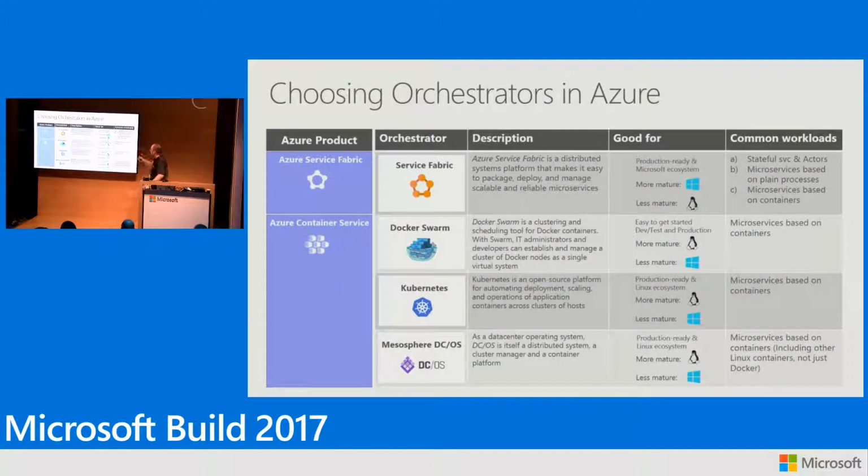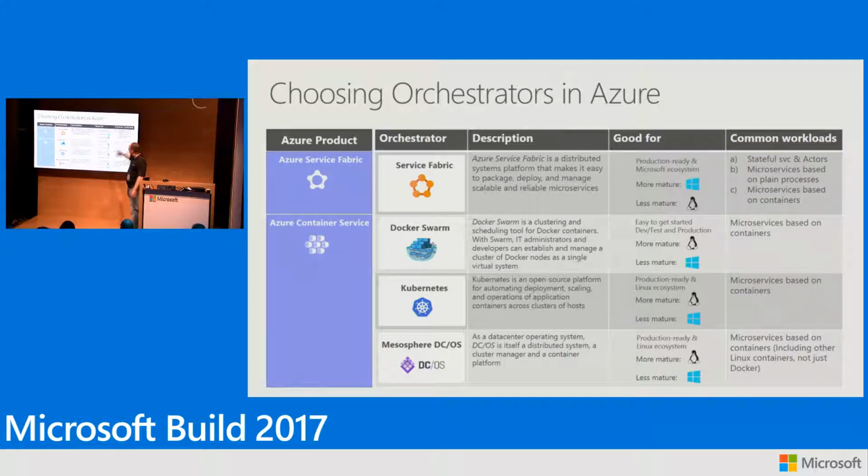Okay. So here's a table, a summary, like choosing orchestrators in Azure: Service Fabric, Docker Swarm, Kubernetes, and Mesosphere DCOS. Basically, Service Fabric is a lot more mature in Windows, and you can also use microservices with no containers, like plain vanilla processes on Windows, and many mission critical products in Microsoft are based on Service Fabric. For instance, SQL DB in Azure, or Service Bus in Azure, or the backend of Cortana, or the backend of Skype. All those products are based on Service Fabric. But in regards to containers, it's still in preview state with Docker containers.